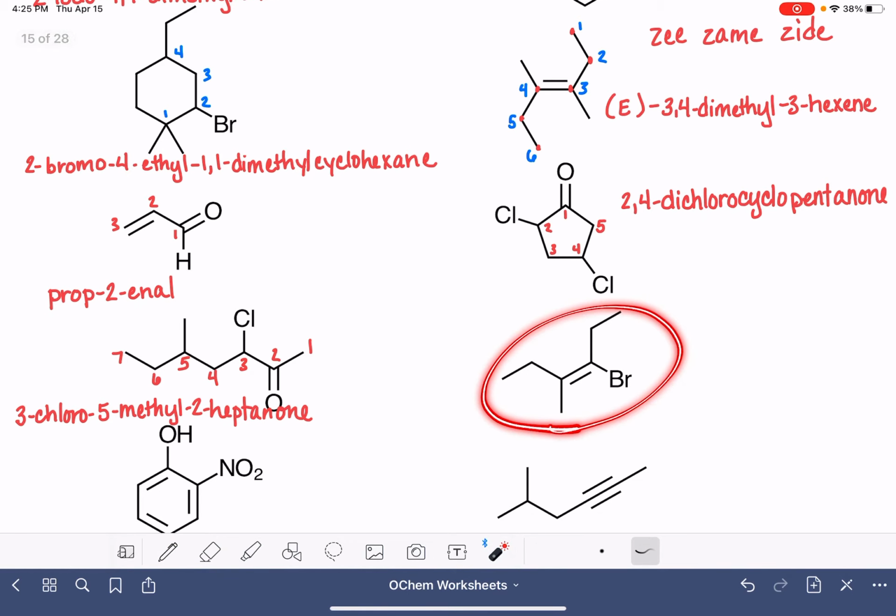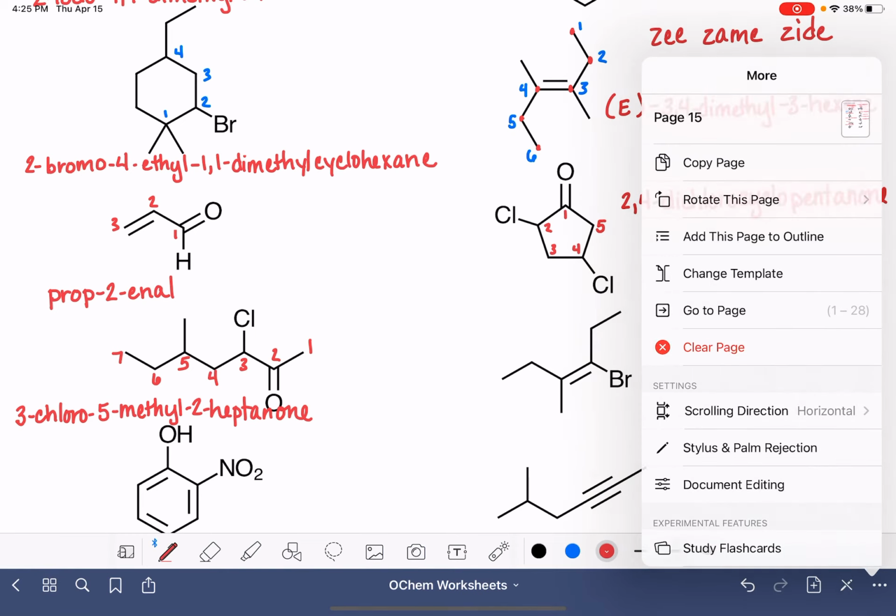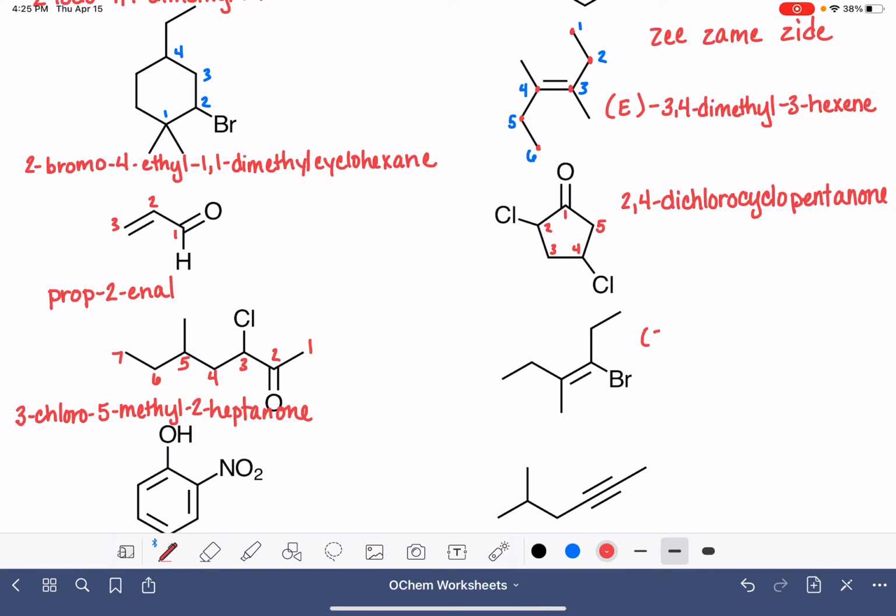Here we have another alkene. Let's just start right away with the stereochemistry. Our ethyl groups are on the same side, so this is either cis, or we could call it Z. So we'll call this guy Z. We want to number this. No matter how we number this, left to right or right to left, our double bond is going to be on carbon number 3 going to carbon number 4.